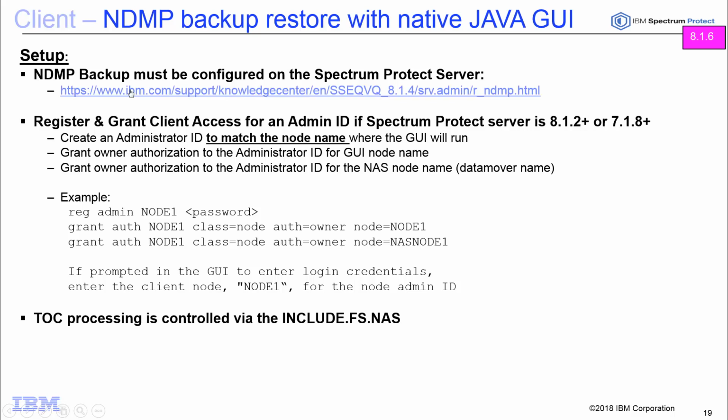And basically you need to create an administrator ID that matches the node name where this GUI is going to run. And then you grant authorization to the administrator ID for the GUI node names, and you grant authorization to the administrator ID for the NAS node names, which is your data mover name. So here's an example right here where we registered admin node 1, then we did the grant authorities both for node 1 and NAS node 1. Now, if you do have table of contents processing on, this native Java GUI will work with that, but you do need to make sure your TOC processing is turned on and is working correctly.